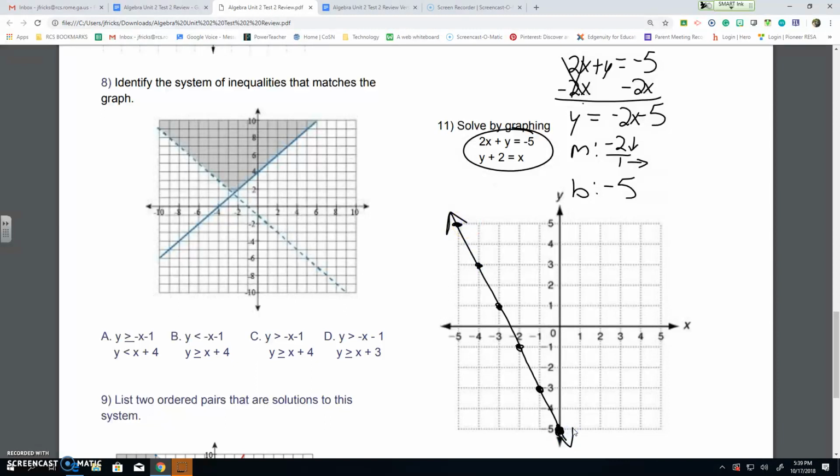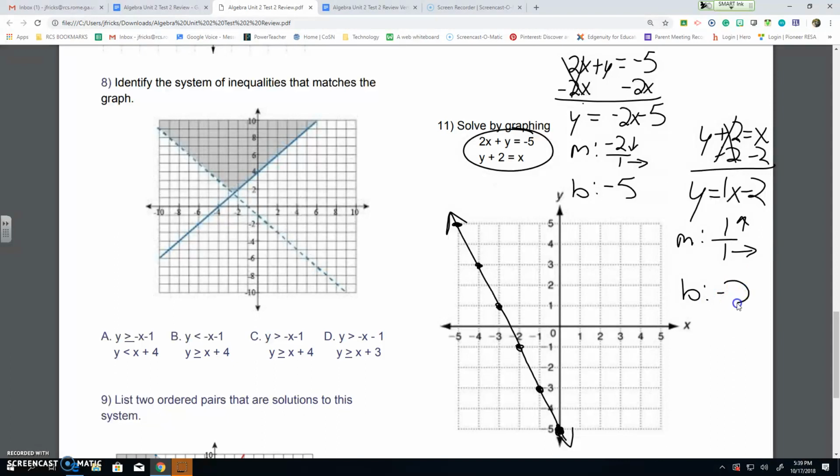Now, the second graph, y plus 2 is equal to x. That one just requires us to subtract 2 from both sides, so it's a little easier. So y equals x minus 2. And remember, x has a 1 in front of it, so that's going to be the slope is 1/1, which is going to go up 1 and right 1. And then our y-intercept is going to be -2.